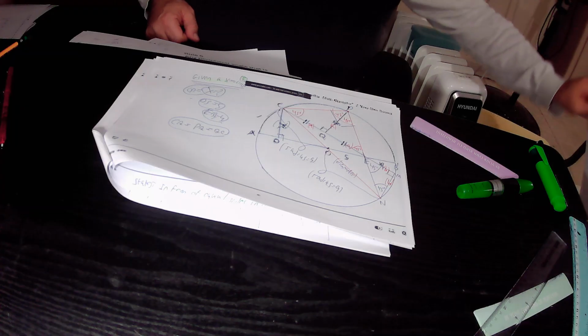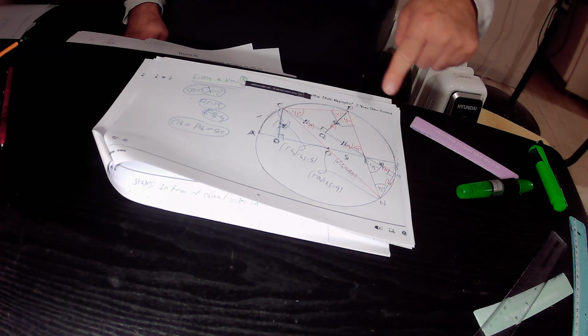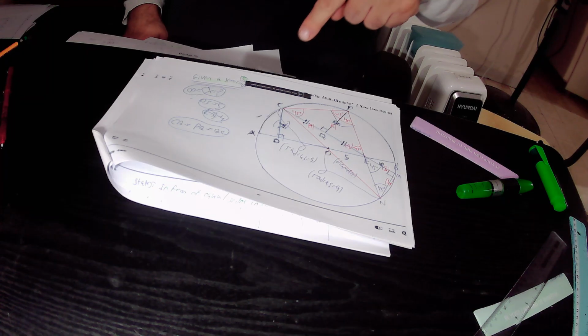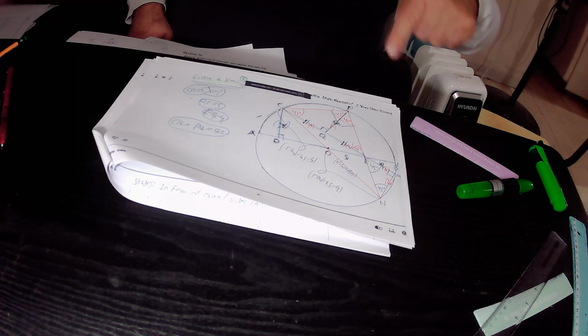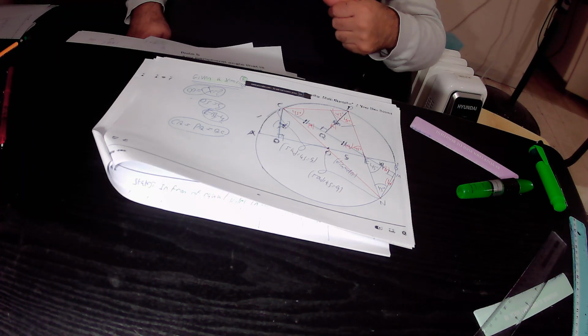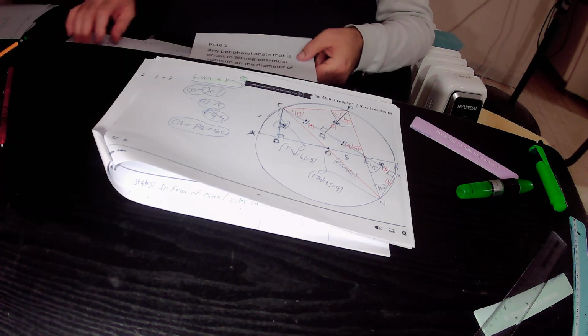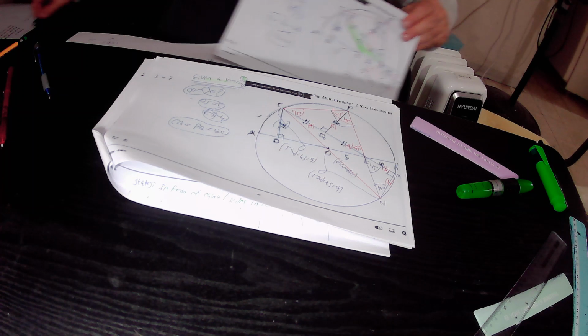In our drawing, we have chord AB that intersects with chord CM at point E. Again, we have chord AB that intersects with chord CM at point E. Therefore, according to rule 56, the following equation is true.